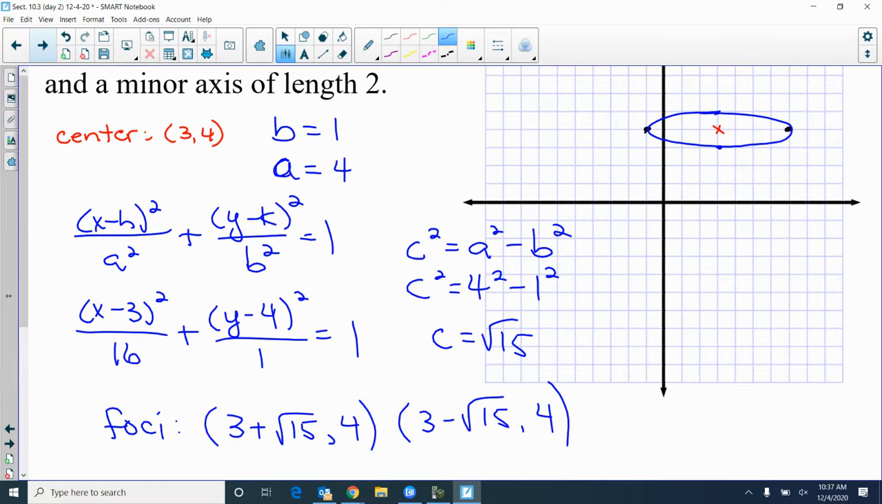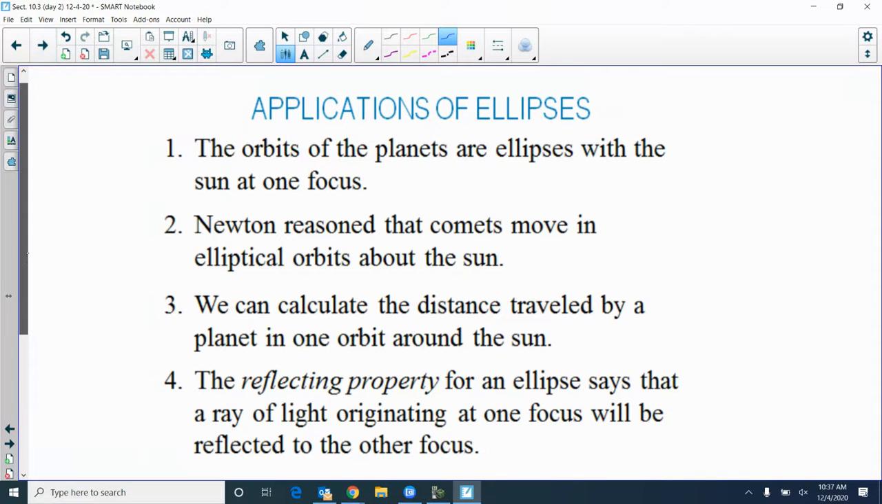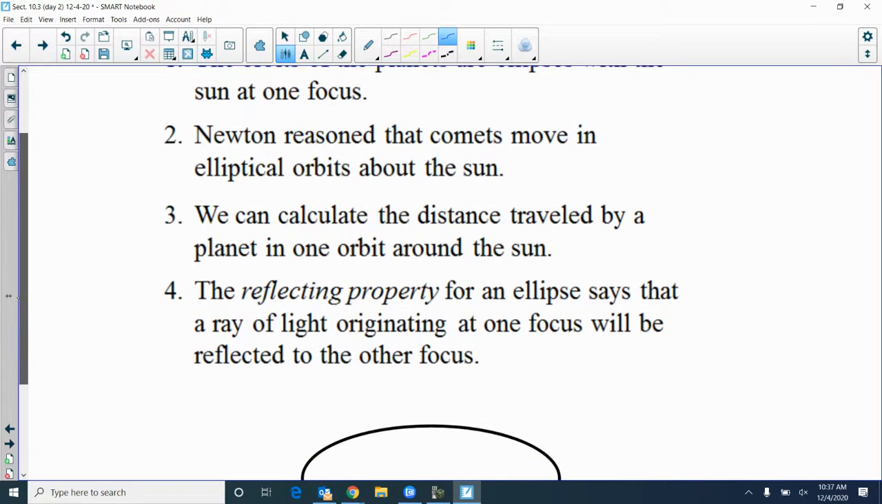Now, some of the applications you've learned for a long time: when they talk about the orbits of a planet, they're going to be ellipses with the sun at one focus. Newton reasoned that comets moved in elliptical orbits as well around the sun. Calculate the distance traveled using that.